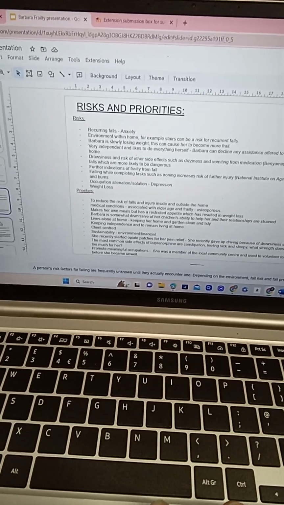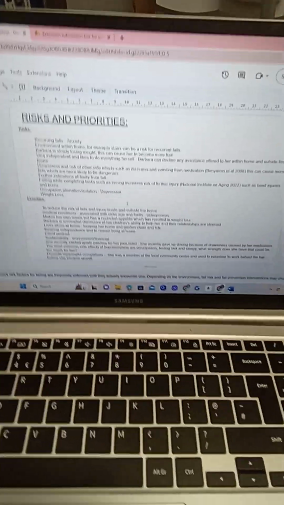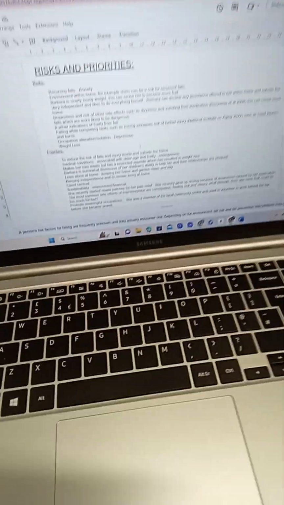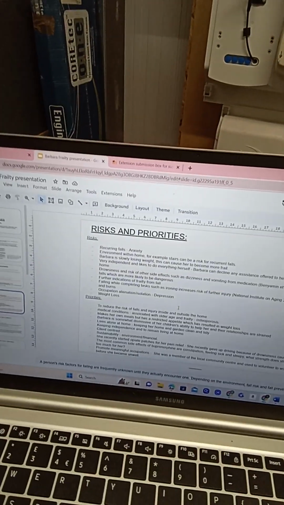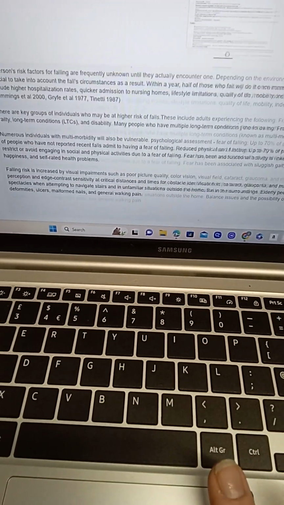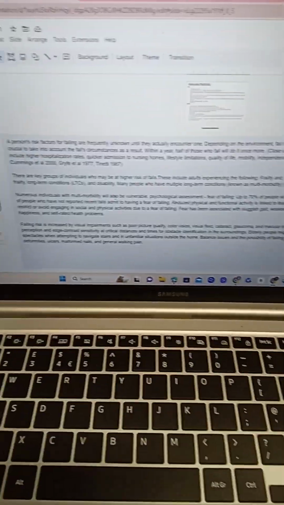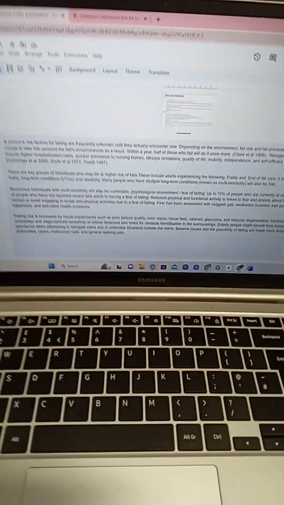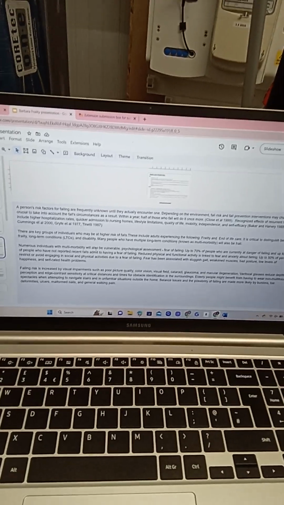And then I looked at the risks and priorities. So we've got risks of recurring falls. Quite often when an elderly person or anyone falls, it can be quite frequent after.